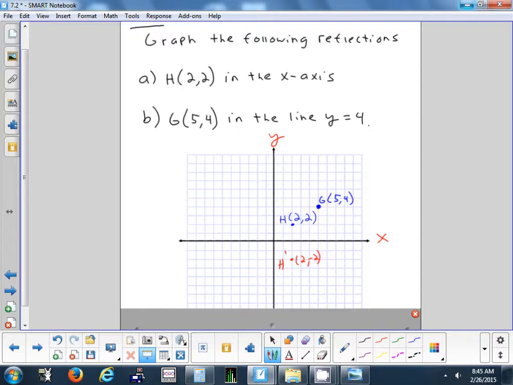Okay, so there's h prime. How about g? We're going to reflect it over the line y equals 4. What kind of line is that? Y equals 4. We got to sketch that. How do you sketch the line y equals 4? Yeah, can you just tell me how to sketch that first? Y equals 4. And then we'll do that reflection.